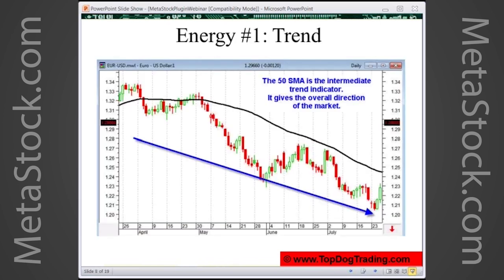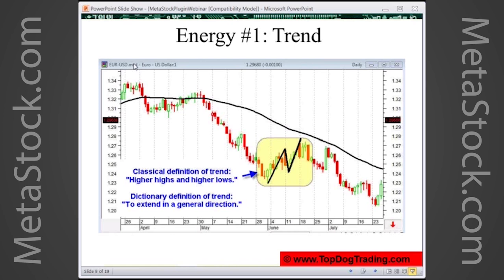So let's look at a few charts here just to give you a little visual, since we're talking about charts, and charts are visual. So the 50 simple moving average, that's the SMA, is the intermediate trend indicator. It gives the overall direction of the market. That's the black line on the chart there. So here the 50 MA is moving down, and we would say, therefore, that the indication is that the trend direction is down. We'll be looking to short during this time.